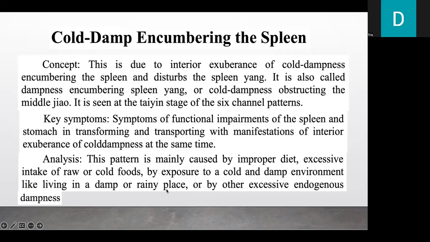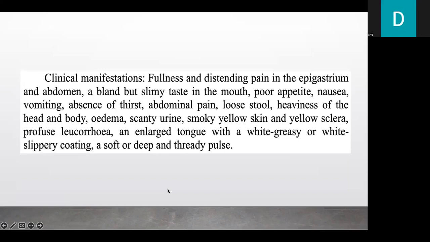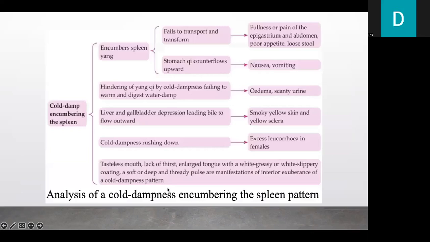The clinical manifestations would be fullness and distending pain in the epigastrium and abdomen, a bland but slimy taste in the mouth, poor appetite, nausea, vomiting, absence of thirst, abdominal pain, loose stool, heaviness of the head and body, edema, scanty urine, smoky yellow skin and yellow sclera, profuse leukorrhea, an enlarged tongue with a white, greasy, or white slippery coating, and a soft or deep and thready pulse.